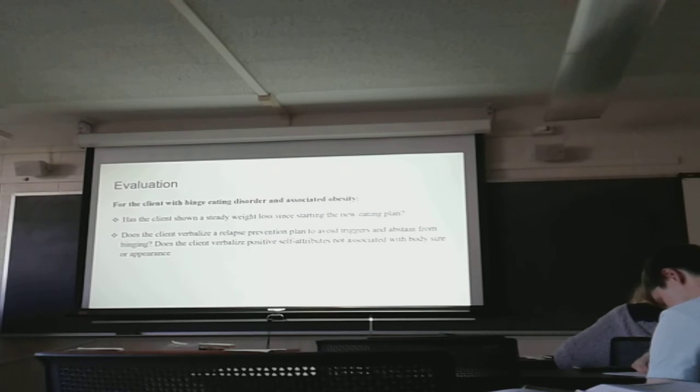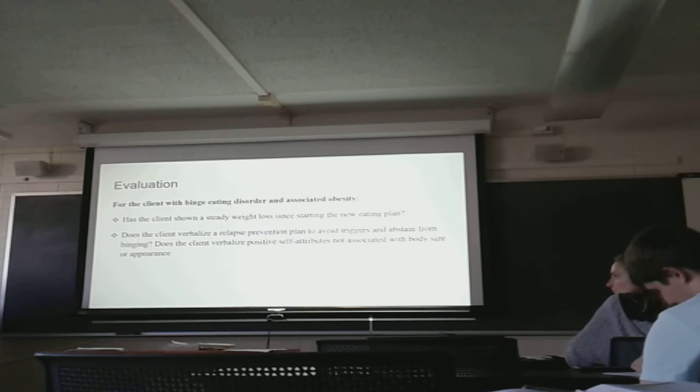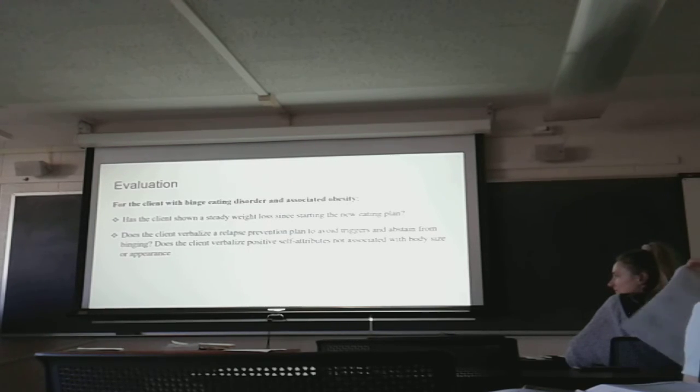For the ones with binge eating and obesity, have they started a steady weight loss plan? Are they losing weight? What about relapse prevention? Eventually they're going to be exposed to things that they may want to eat that they can't. So again, focus on the positive and not size and appearance, but also focus on what their triggers are. What's going to trigger them to eat? Certain times if they're eating because they're anxious, they need to be aware of that and do a relaxation technique.